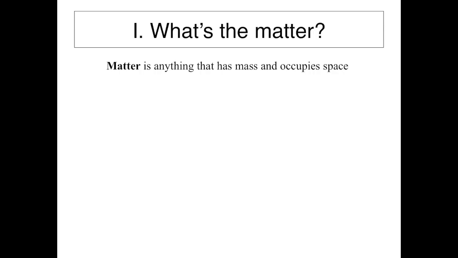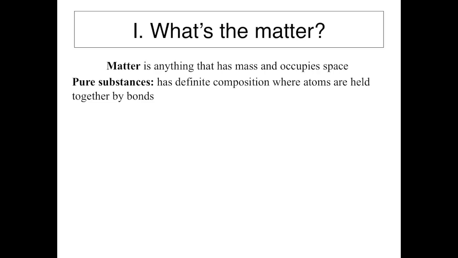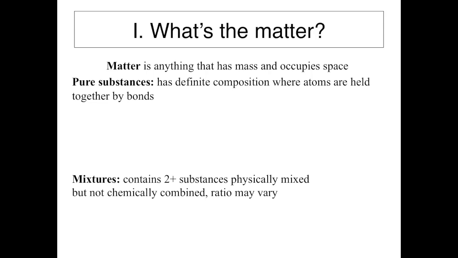So the first type of classification we want to talk about is what matter is made up of. In this categorization scheme, we have things that are called pure substances. And a pure substance is something that has a definite composition. Often they have atoms that are held together by bonds. When you have substances that are mixed together, however, you now have a new category called mixtures. In a mixture, things are physically mixed together, but not always chemically bonded together. And because of that, in a mixture, the ratio may vary.